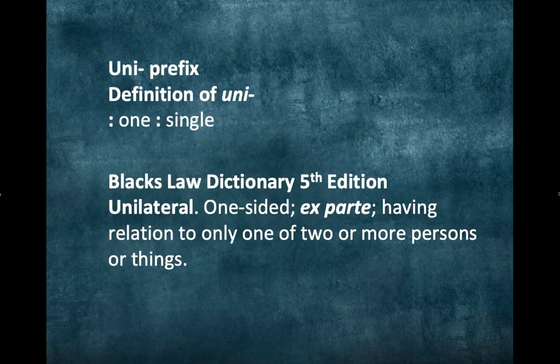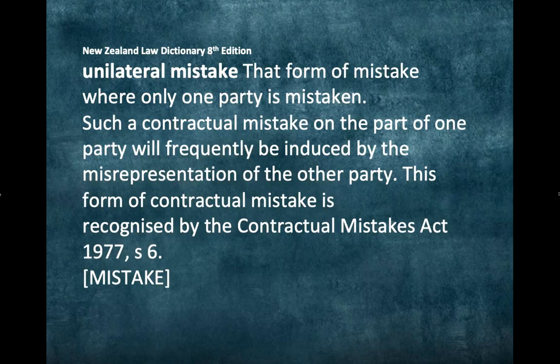Now let's see what uni means. Uni means one or single. So if you know what a unicycle is, it's a one-wheeled cycle. Then we look at Black's Law Dictionary, 5th edition, which is unilateral, one-sided, ex parte, having relation to only one of two or more persons or things. Then we go to the New Zealand Law Dictionary, 8th edition, unilateral mistake. That form of mistake where only one party is mistaken.